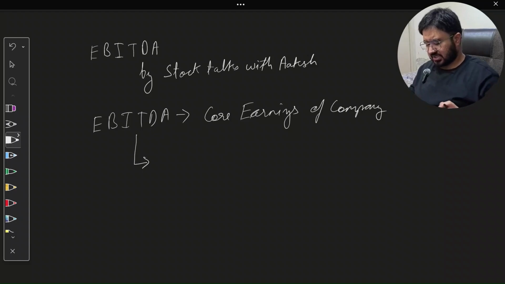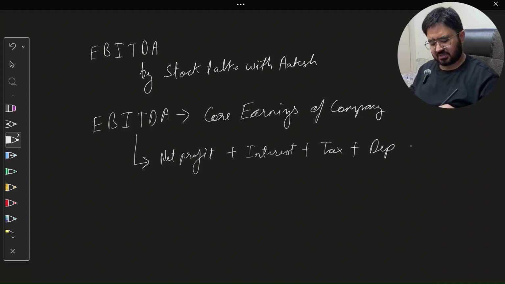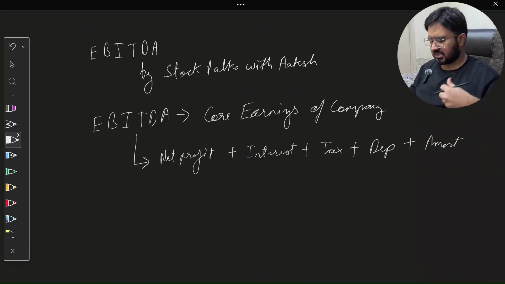So it is earnings, net profit plus interest, earnings before interest plus tax plus depreciation plus amortization. Okay, so that is how you calculate it.